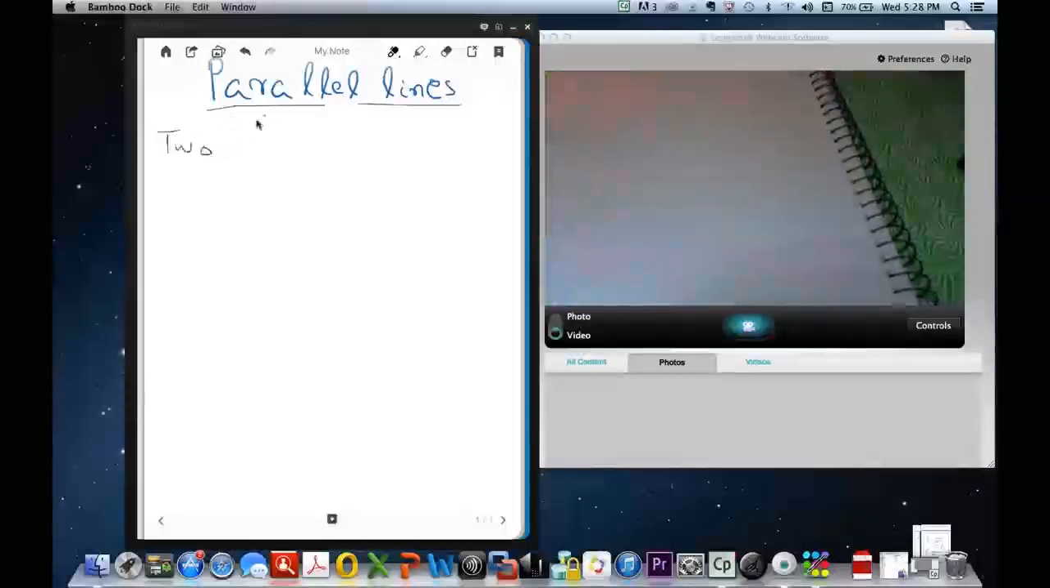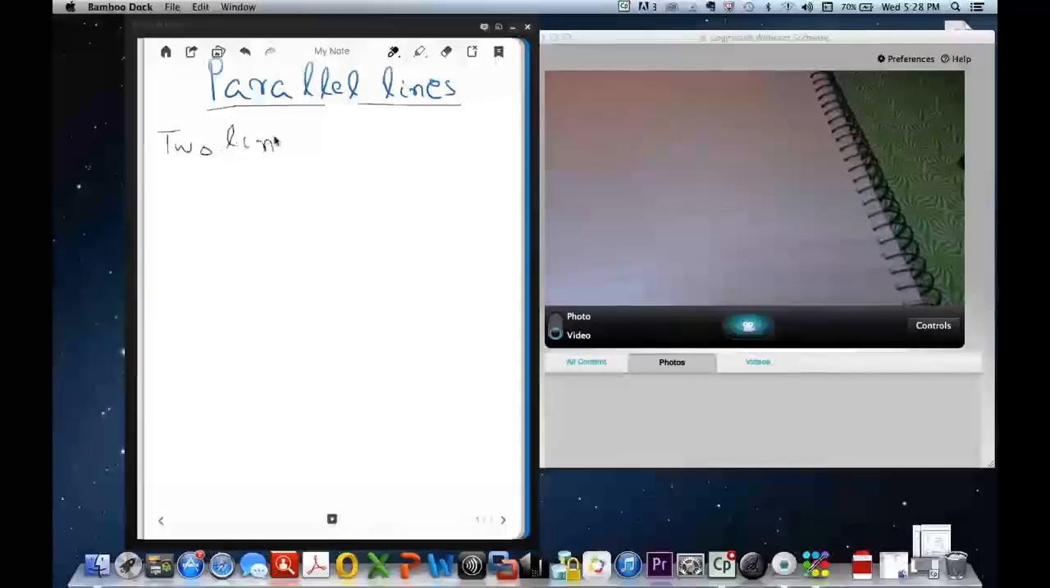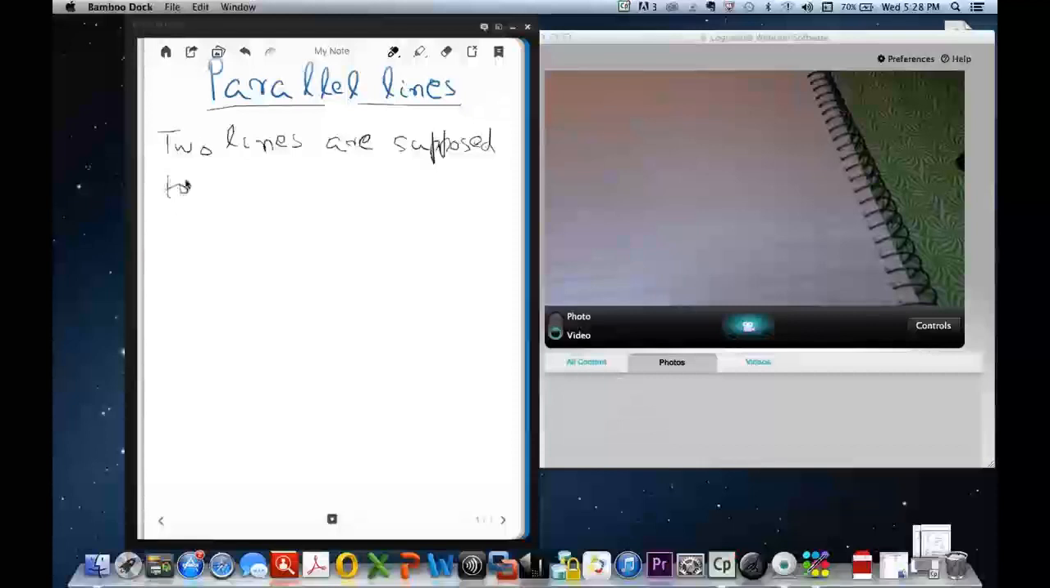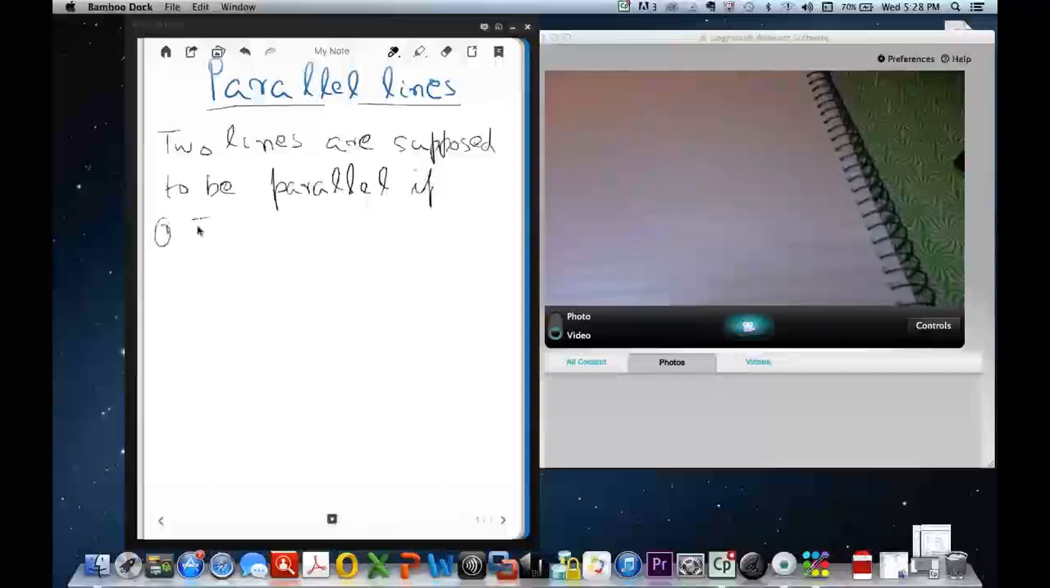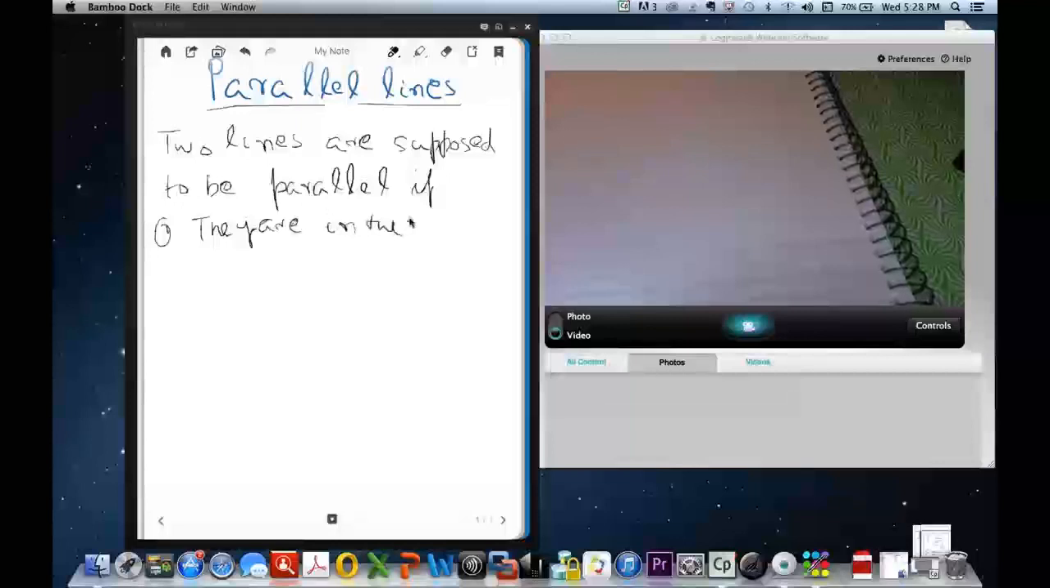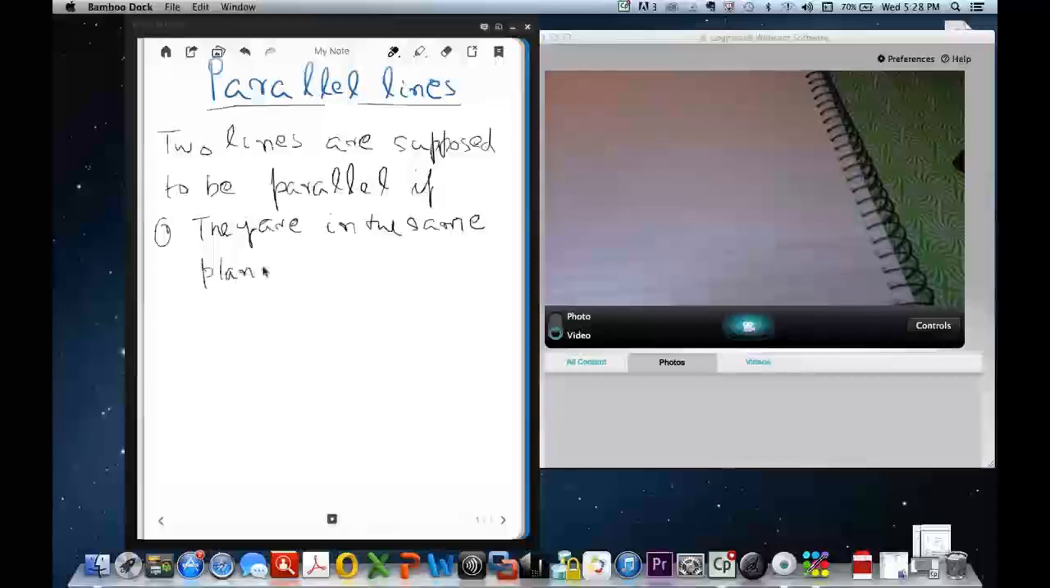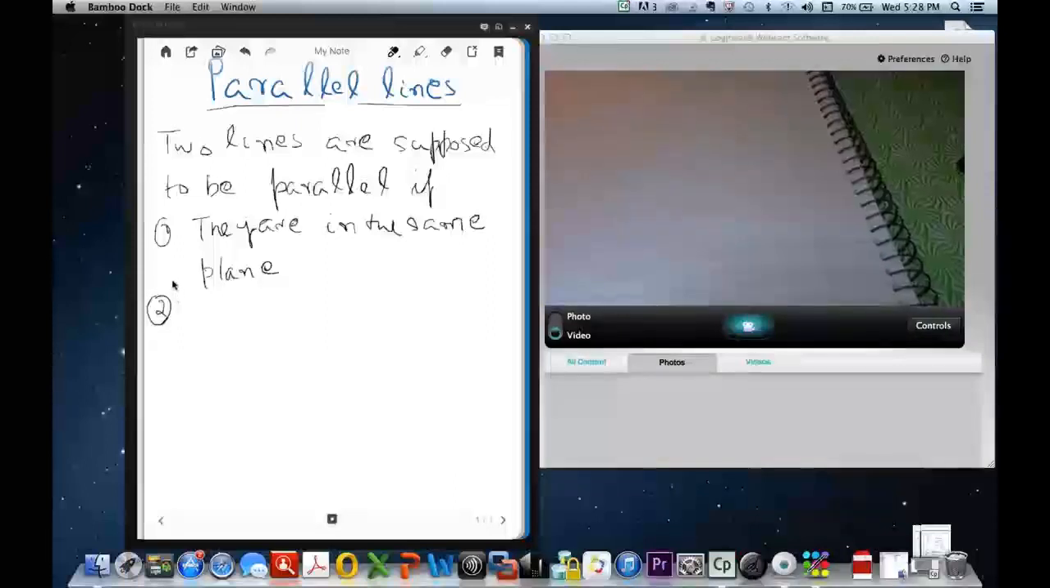Two lines are supposed to be parallel if two conditions are satisfied. Parallel if, one, they are in the same plane. I'll explain to you what this means. Let me first write it down, the two points. The second point is they do not intersect.